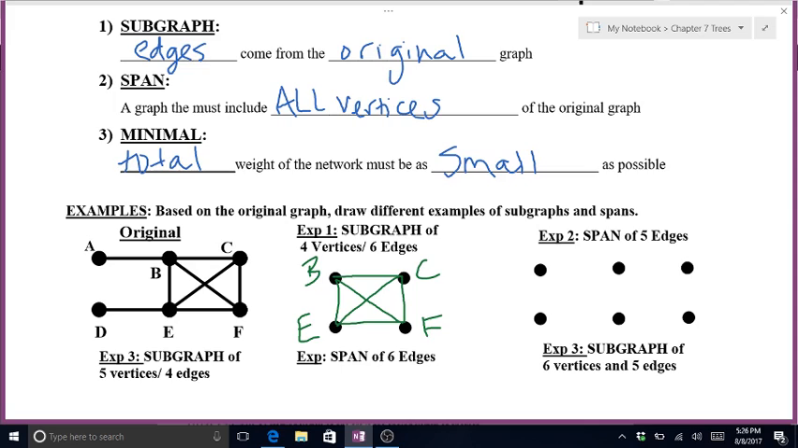Example number 2. This time we want a span that has 5 edges. Remember, a span has to have all 6 vertices because there were 6 vertices in the original. So we need all 6 vertices.